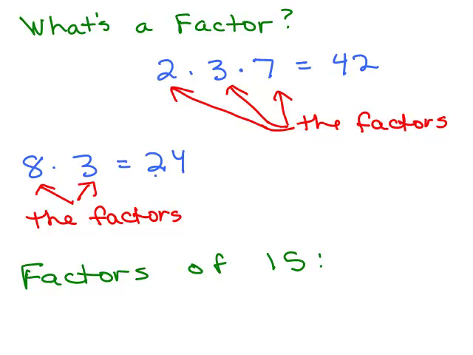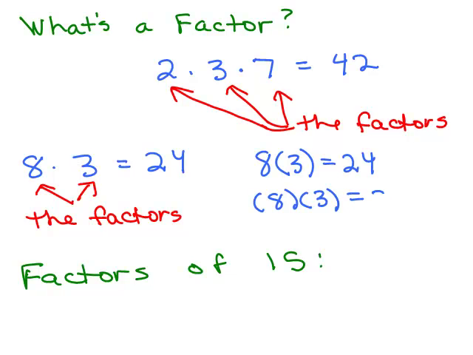Here's another one. 8 times 3 is 24. 8 is a factor and 3 is a factor. So the things that are getting multiplied are the factors. You could either put dots between factors, or you could write it with a parentheses around one of the numbers. 8 and 3 could be called the factors that way. Or you could have a parentheses around both of them. And you could have 2 or more factors.